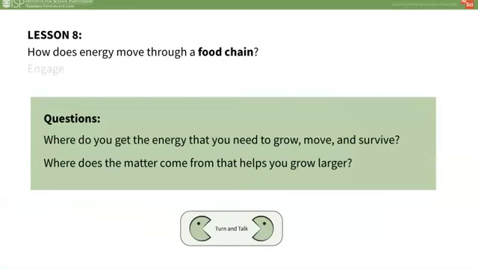In the engage portion of this lesson, students will turn and talk to consider where they get the energy that they need to grow and survive, and what helps them grow larger. Discuss these student ideas as a class.